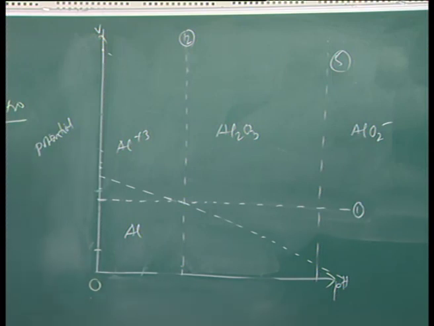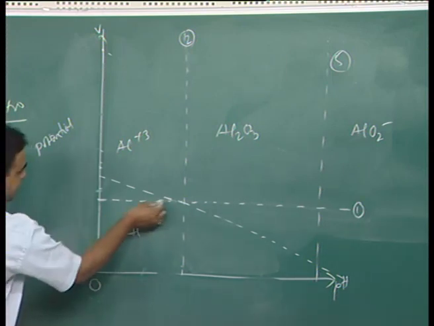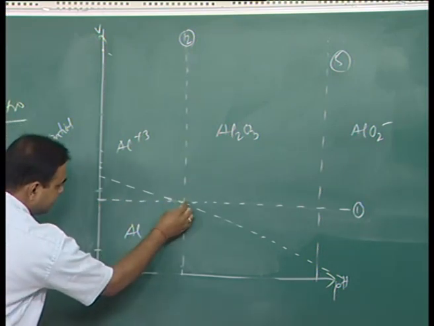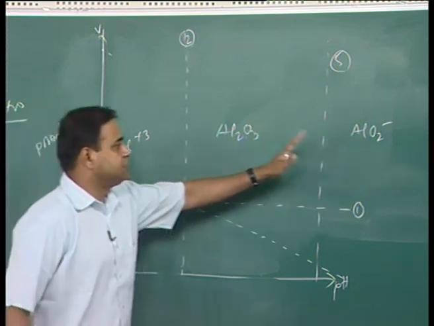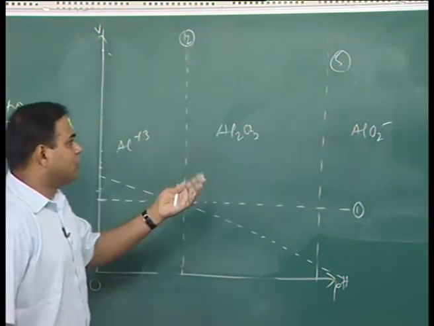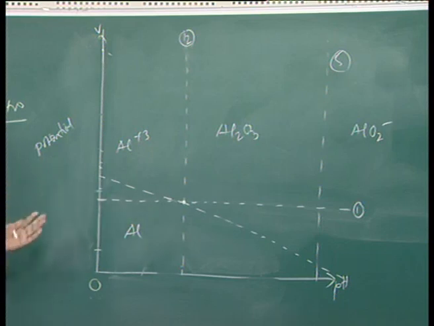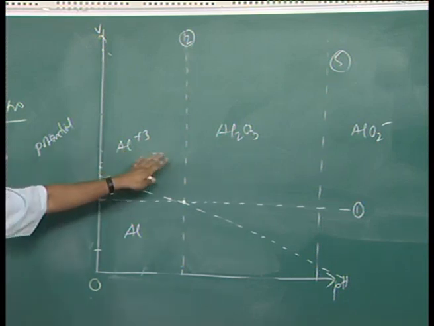Which would be going like this, and this line and this line will merge at this point. If you take unit activity of different species, and let us say you are taking aluminum plus 3 activity to be 1, then you have to take all the activities of ions as 1, and if you take it 10 to the minus 2, then this is one ionic species, this is one ionic species.